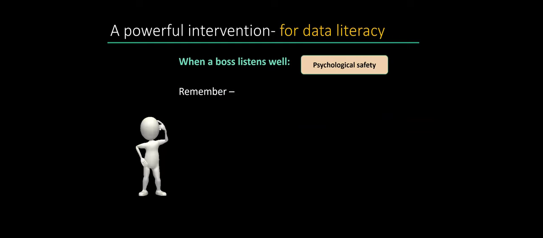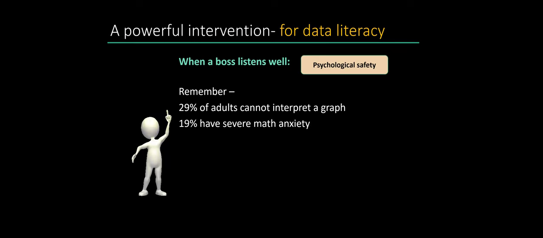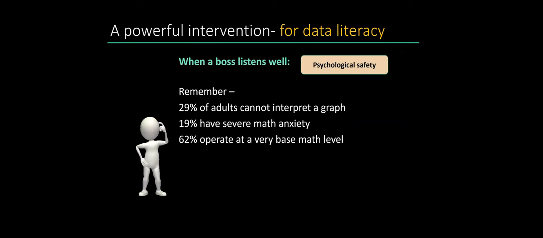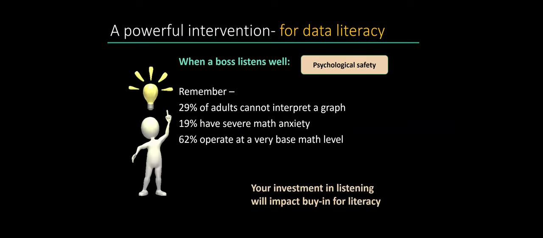Because if you remember, and we've covered this in other sessions, almost a third of adults can't interpret a graph. Almost one in five has such high anxiety that on an MRI, you can see it register in their brain as pain. 62% operate at a very base math level. So if I don't feel safe, how am I going to overcome these reservations and really engage in learning? If you are a listener who's effective and creates psychological safety, your investment will have an impact on how people buy in when you want them to become literate.